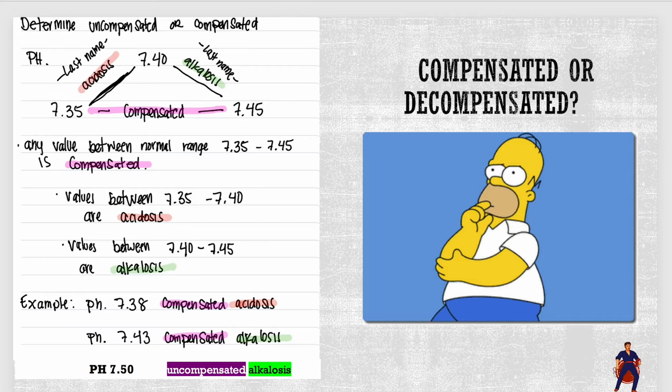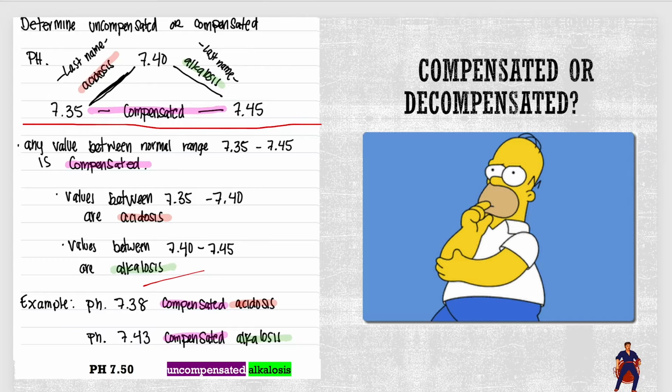So as we can see up here, we have our triangle that we just drew, and we're going to review once again our compensated and uncompensated ranges. So our normal range of 7.35 and 7.45 is going to get the first name of compensated, and then any values between 7.35 and 7.40 are going to be acidotic, and the values between 7.4 and 7.45 are going to be alkalotic.